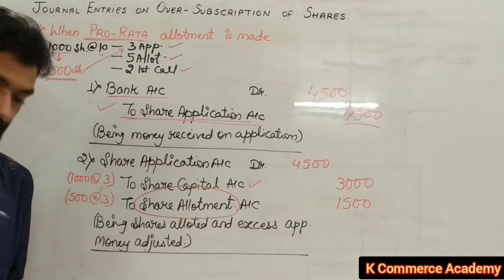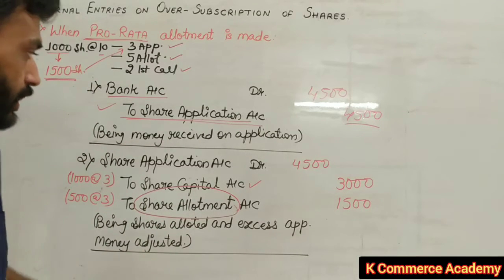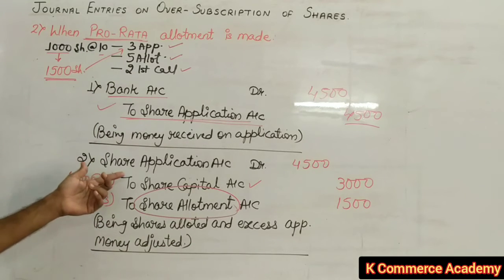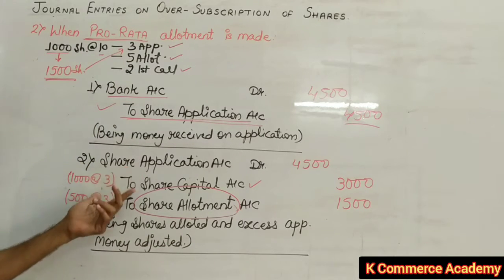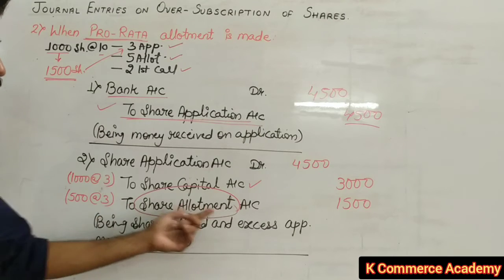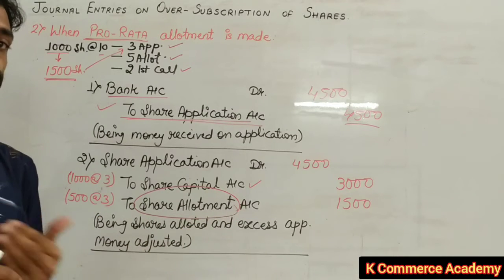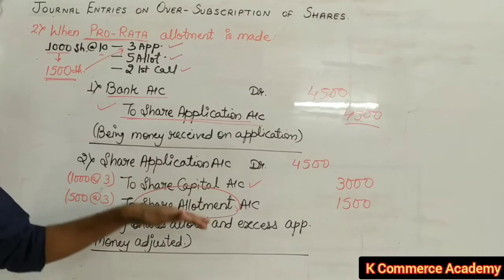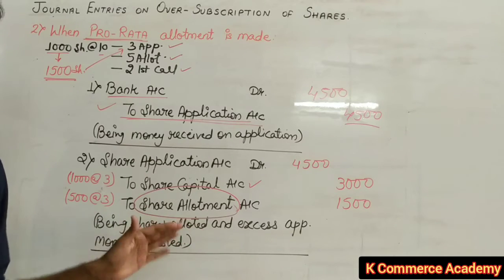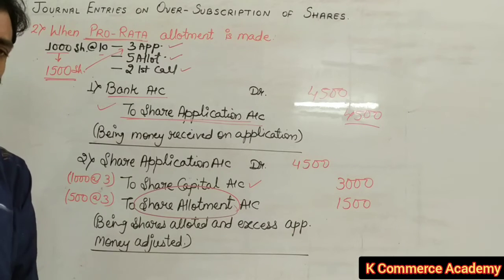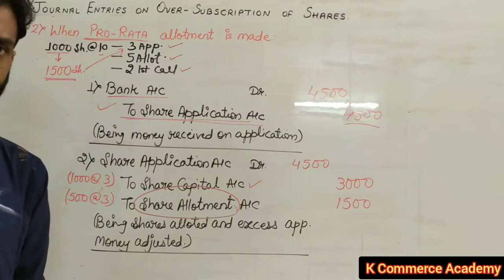The most important thing to concentrate on is the second general entry when we make the pro rata allotment. The second general entry will be share application account debited to share capital account, to share allotment account. जब हमने रिफंड किया था तो हमने यहाँ पे लिखा था टू बैंक अकाउंट, बट इस बार हम रिफंड नहीं कर रहे हैं, बल्कि जो भी हमारे पास एक्सेस एप्लीकेशन मनी है उसे हम अलॉटमेंट में एडवांस में एडजस्ट कर रहे हैं. So at the time of allotment we will demand a less amount. जितना अमाउंट हमने पहले रिसीव कर लिया वो हम दोबारा से डिमांड नहीं करेंगे.